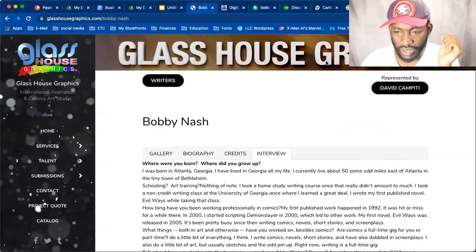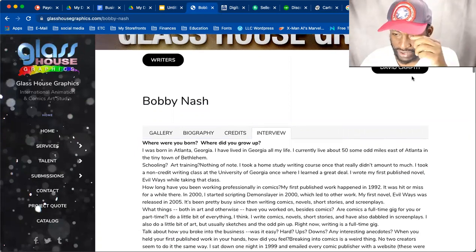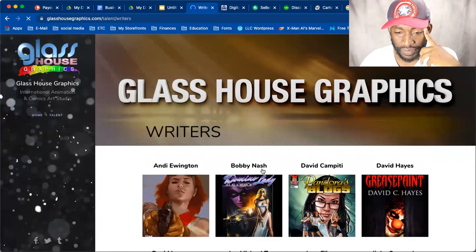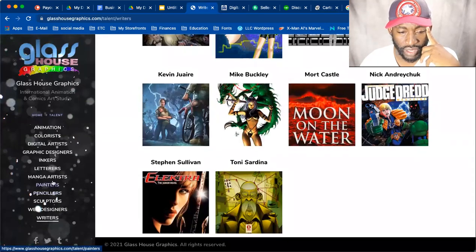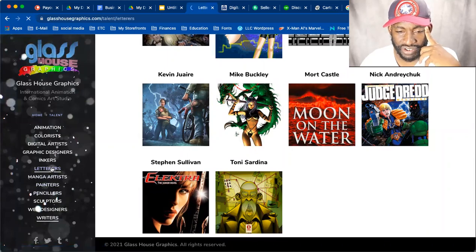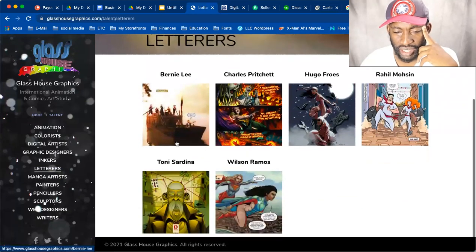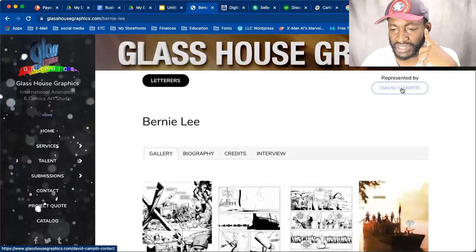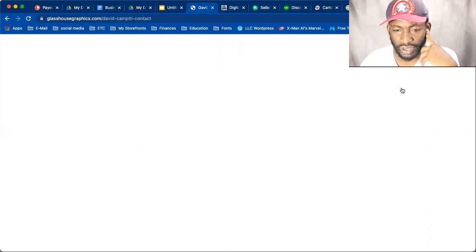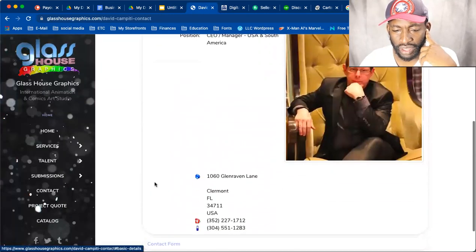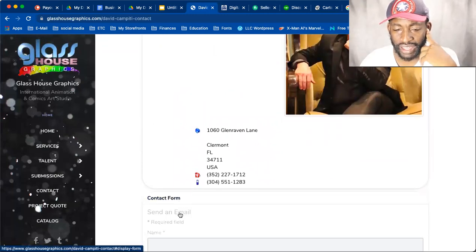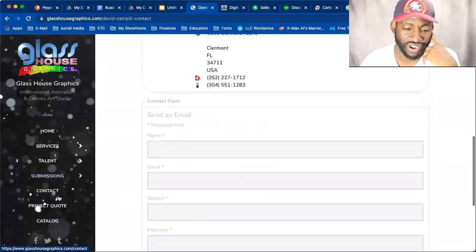And it also tells you who they're represented by. If you go to letterers, it should be the same thing. So you would reach out to whoever represents them, and tell them the artist, and then they will get back to you with what the page rate will be.